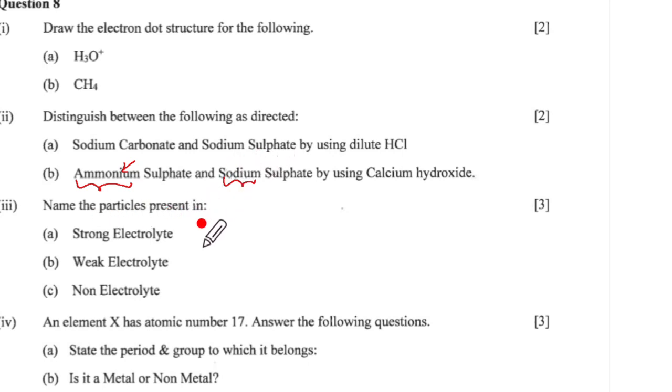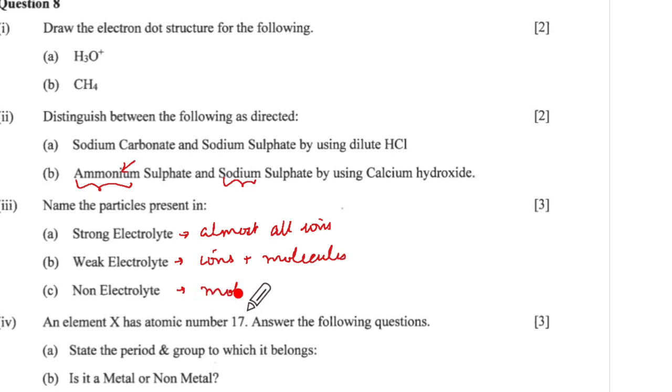Name the particle present in strong electrolyte. They will be almost all ions. And if it's a weak electrolyte, then it will be ions plus molecules. And if it is non-electrolyte, it will be molecules.